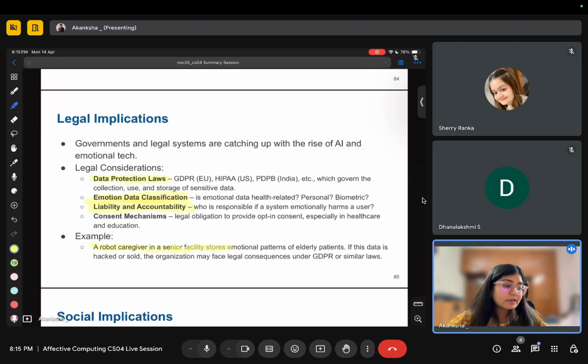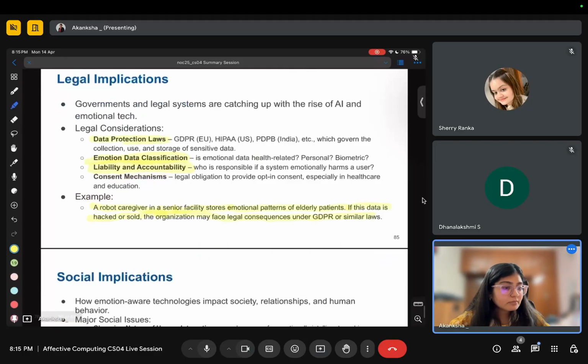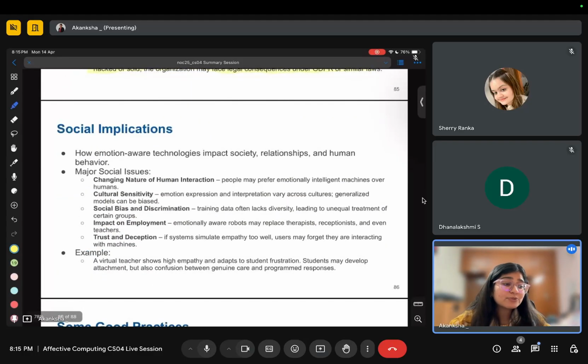Let's say an example is a robot caregiver in a senior facility that stores emotional patterns of these elderly patients. If this data is hacked or sold, the organization may face legal consequences. Then the social implication, जो अभी तक हम सोच रहे थे कि changing nature of human interaction, it is making people drift away from the social setting, मतलब you are just talking to something which does not actually have emotions, just a pre-programmed robot only. थोड़ा smart वाला है, but it is still a robot.